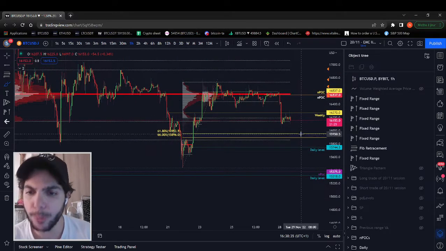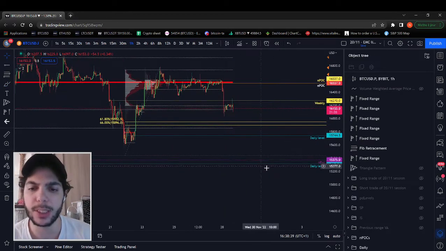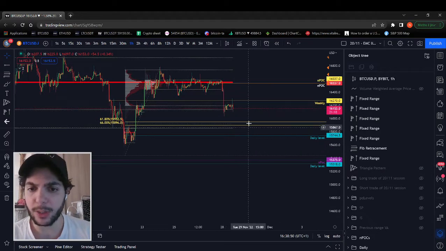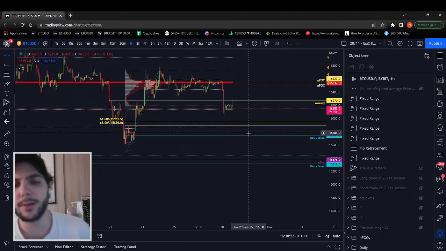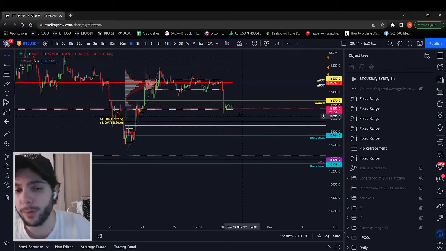Okay, so as a support area, I am still waiting for this level. I really hope that we get it maybe this week. Seeing the weakness here, maybe we can get it. And if not, if we see some kind of a bounce before here or here, I will take some action depending on the reaction and the order flow. I will see what happens.